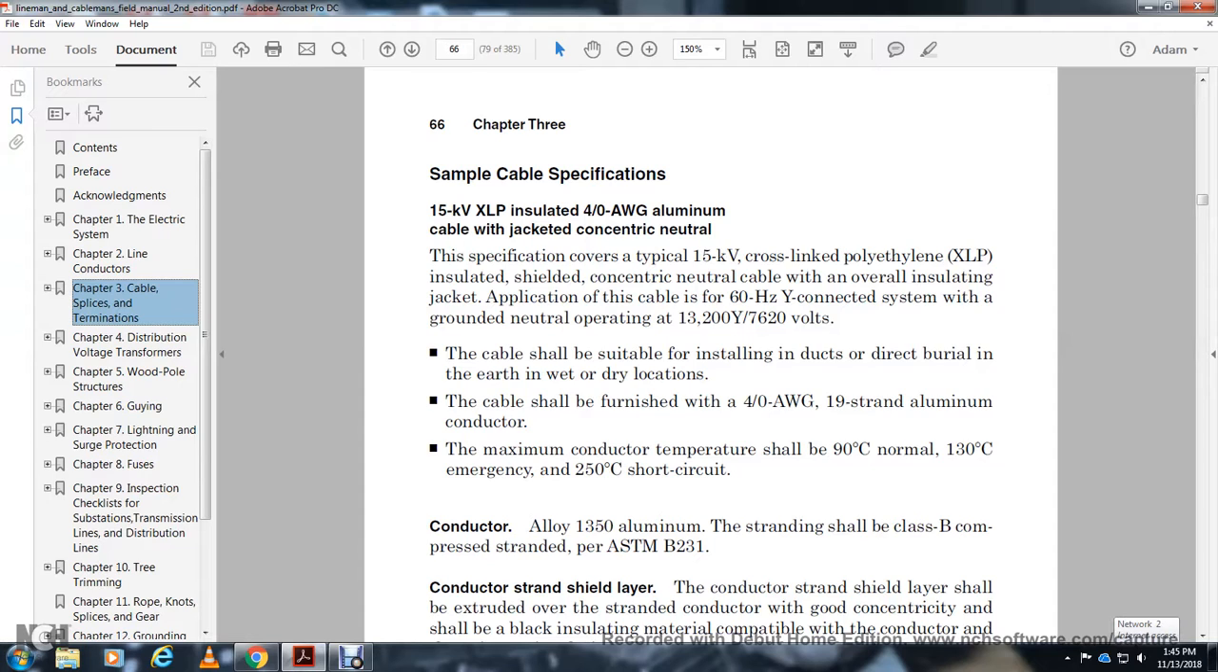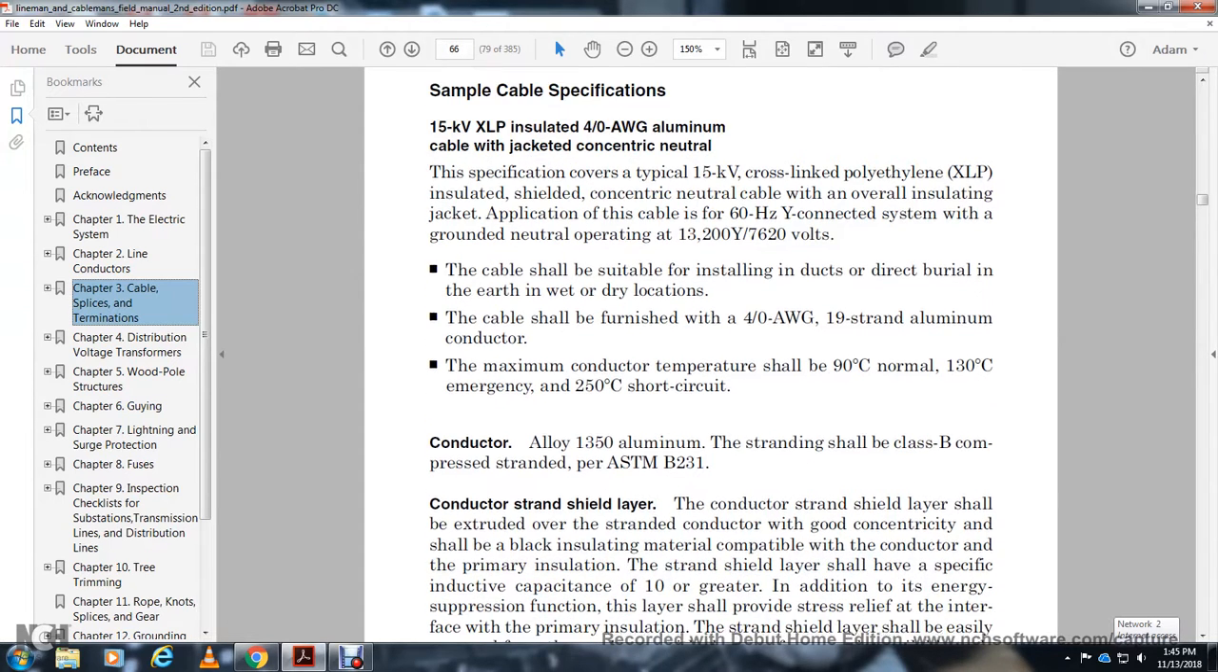The maximum conductor temperature shall be within 90 degrees Celsius normal, 130 degrees Celsius emergency, and 254 degrees Celsius short circuit. Conductor: alloy 1350 aluminum, stranding shall be Class B, compressed stranded per ASTM B231.